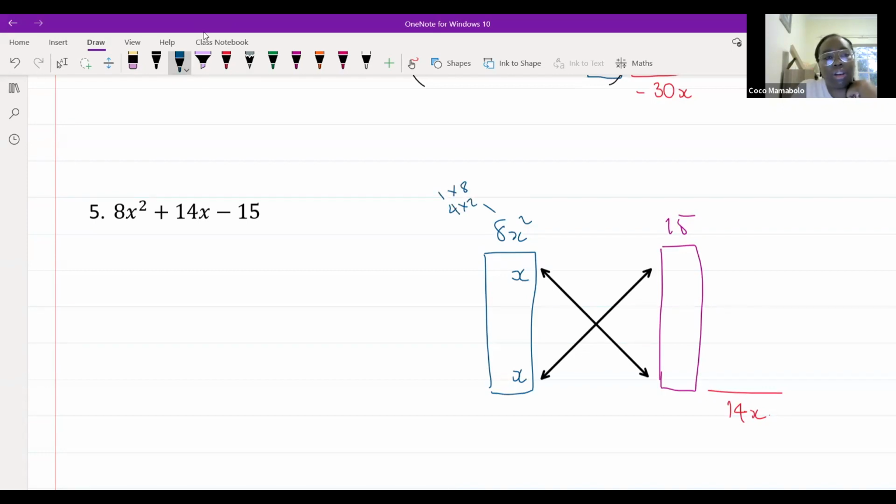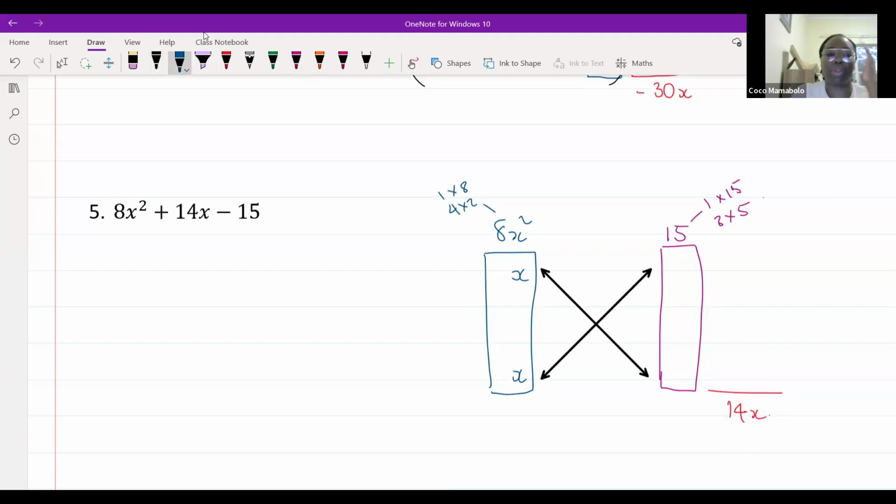Oh, sorry. No, Abu, it is positive 14, not negative 14. Be careful. Yeah, it's positive. I'm just going to fix my handwriting because, wow, Teacher Coco. The factors of 15 are going to be 1 and 15 and 3 times 5.